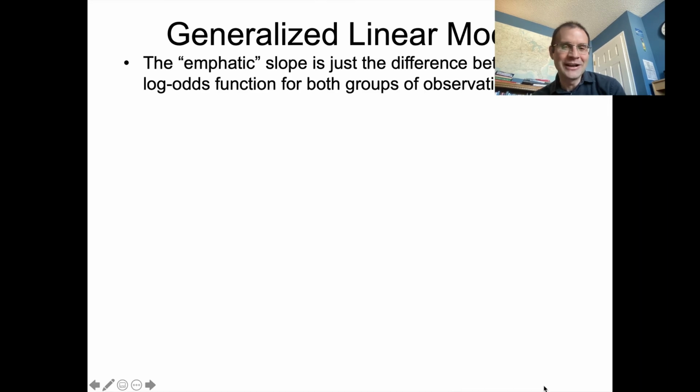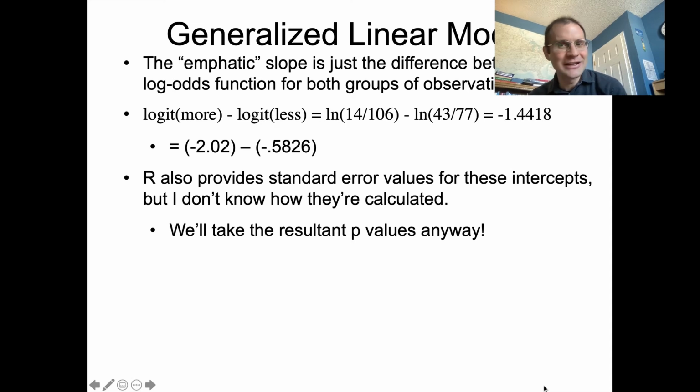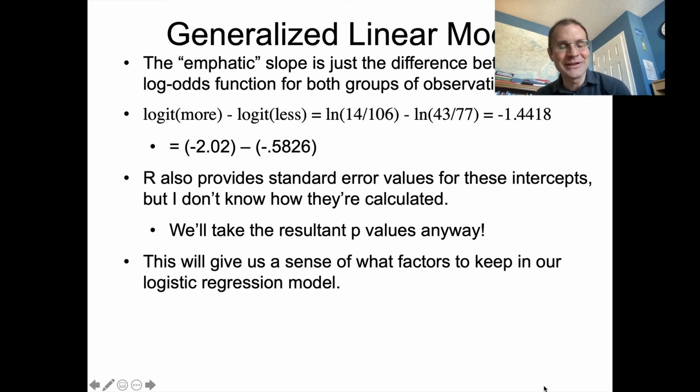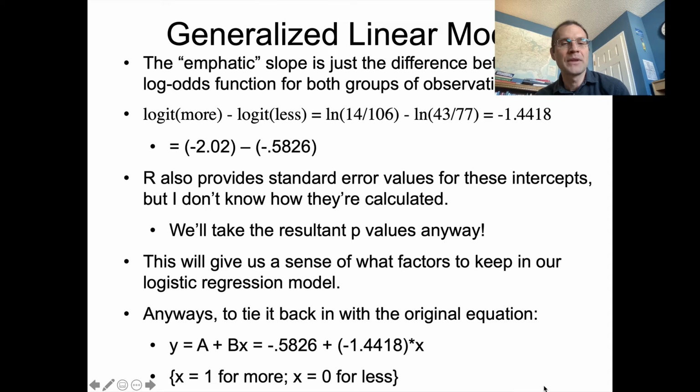As I mentioned here, there's standard error estimates for these intercepts, but I don't know how they're calculated explicitly. We're not going to worry about that for now. We'll just take the resultant p-values anyways, because we can trust R to do its job. And this will give us a sense of what factors are significant and that we should keep in our logistic regression model, basically.